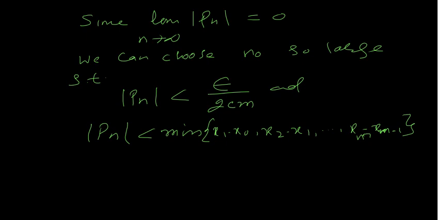Okay, this is true for all n greater or equal to n naught. So fix some integer n greater or equal to n naught, and let's define the sequence Pn. This Pn is a sequence of partitions. Because this n is now fixed, this will be a fixed partition.